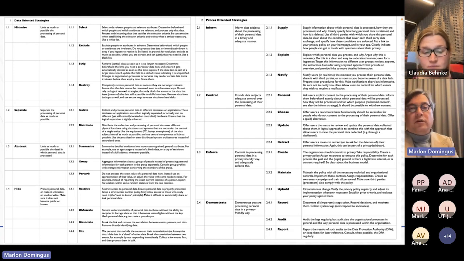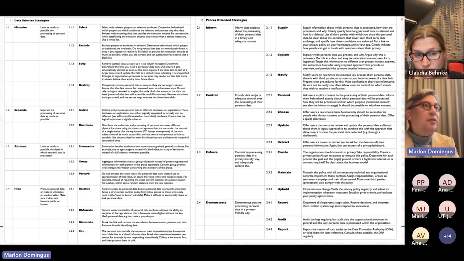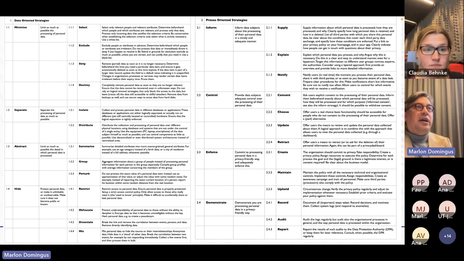You can do stuff on data, and you can do stuff on the process, and you can get in control of your processing by implementing these measures. So, for instance, you can hide data by obfuscating or dissociating or mixing data and so on. So it's actually very practical, and there's a lot more you can do than just minimize. And people will always say, oh, data needs to be secured, so you have to do data minimization and data encryption. But you can see already here that there's a lot more things you can do.